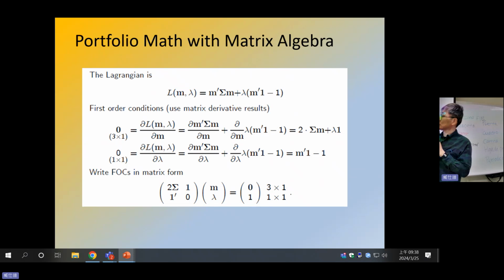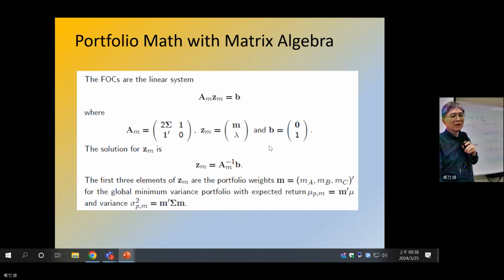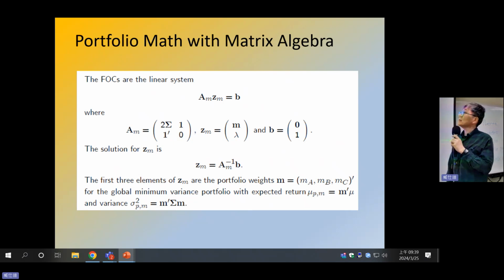Okay, we just represent the result in matrix formula. And finally we can represent the first order condition here. In this way we can write this as An times Zn equals B. So An denotes the matrix on the left hand side.